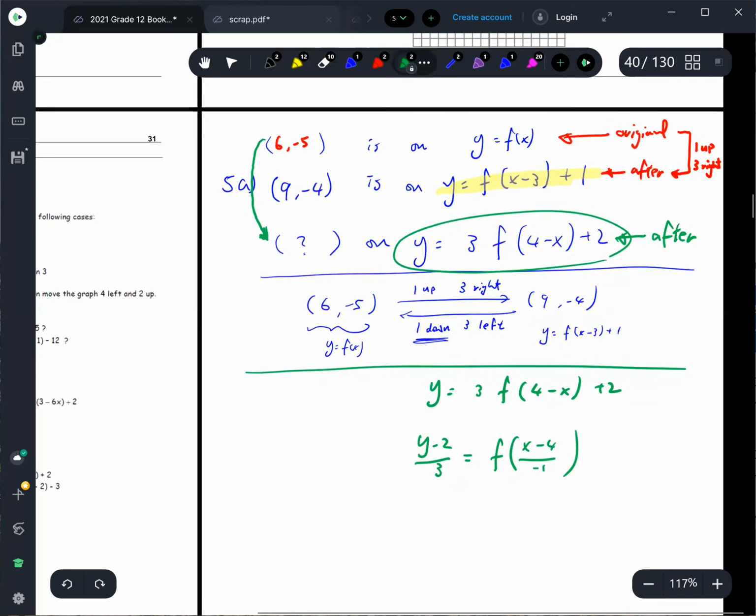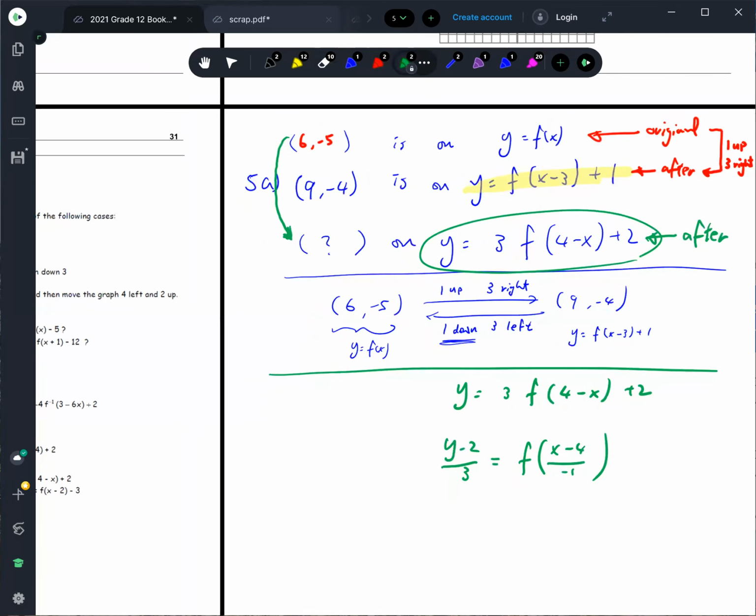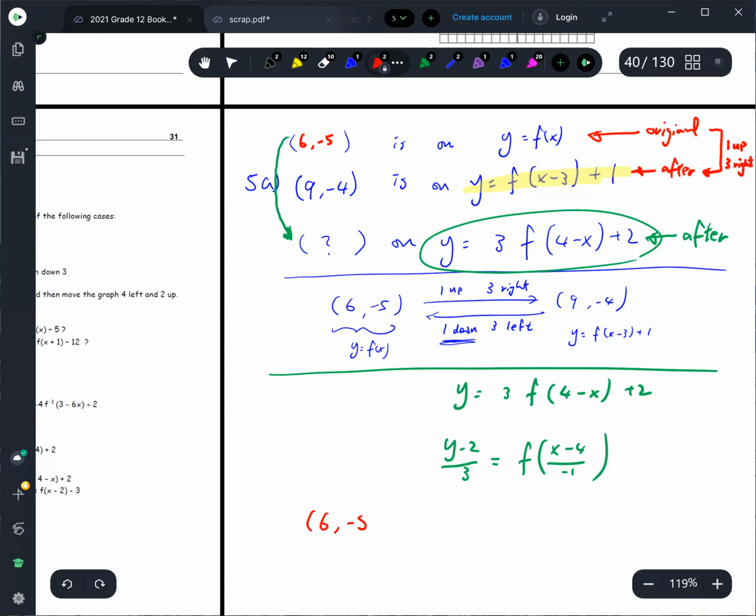Okay, so you want to apply this to the original point. So your original point was 6, -5. You want to apply it and then get the new point.